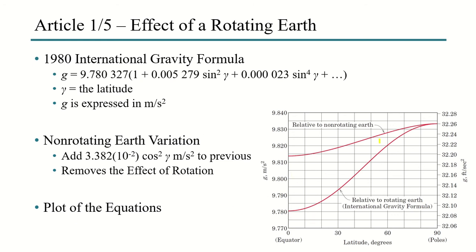So the curve above is the curve for the non-rotating, all right? And this graph below is for the relative to the rotating Earth international gravity formula. The vertical component here is the acceleration, in g meter per second squared. This was the 1980 international gravity formula, so perhaps by this time it has already changed.